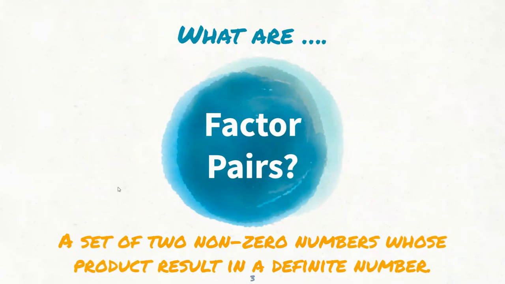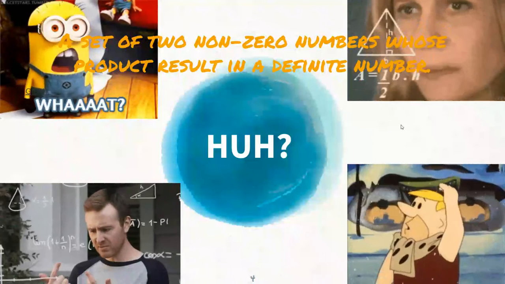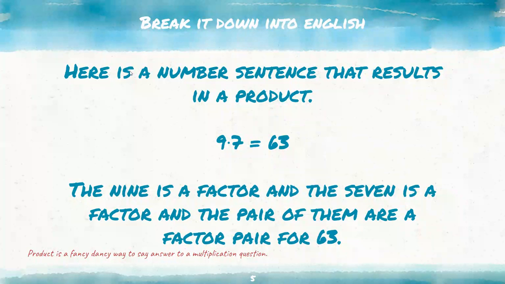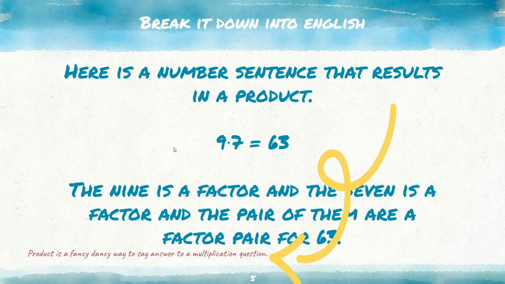What are factor pairs? They're sets of two non-zero numbers whose product result in a definite number. That means that if there's a number sentence that results in a product, the two numbers here are the factor pairs in that number sentence. The numbers you're multiplying together. Okay, the 9 is a factor, the 7 is a factor. Both are a factor pair of 63. Okay, and the word product here simply means a fancy way to say answer to multiplication question.